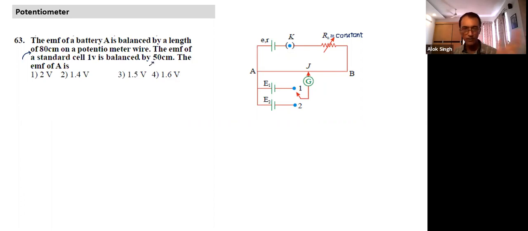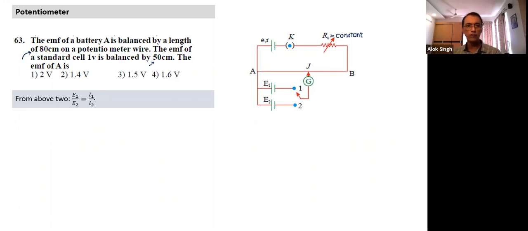That's what the wordings are. Even if the wordings are not clear, I think we can understand that 2 different batteries are being balanced on a potentiometer wire. If we understand that part, the calculation is very simple. Again, E1 by E2 is equal to L1 by L2. If I take the first one, E1 by E2 is 1 volt, equal to the corresponding balancing length L1 by 50 centimeter. So E1 is equal to 1.6 volts. Extremely simple question on finding EMF of a battery.